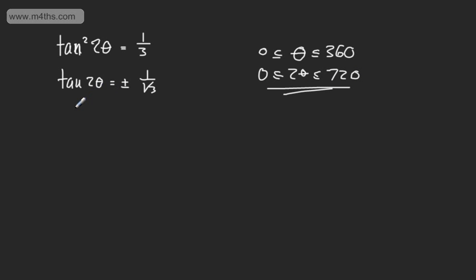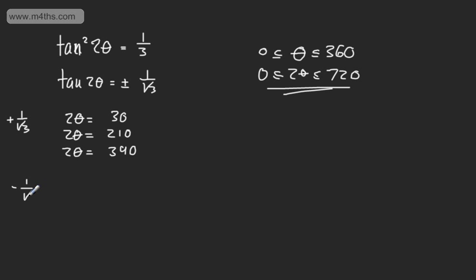So let's get a principal value. So we could say now that 2 theta is going to be equal to, if we take the positive root, 1 over root 3, 30 degrees. Then 2 theta is going to be equal to 180 on, so that's going to give us 210. Then we're going to have 180 on again, which is 390, and so on and so forth.